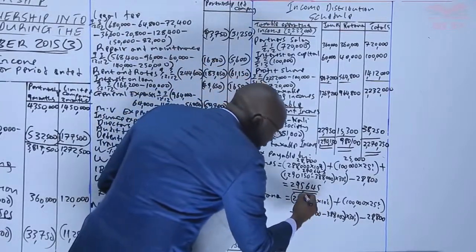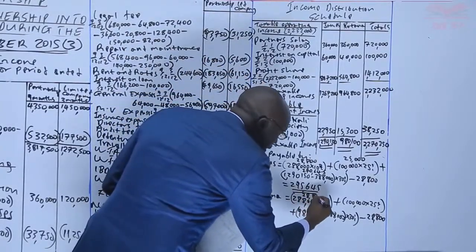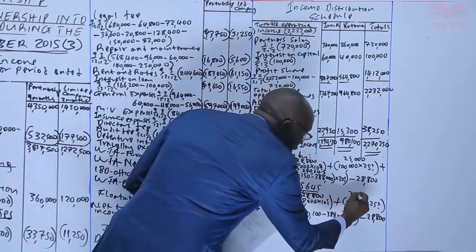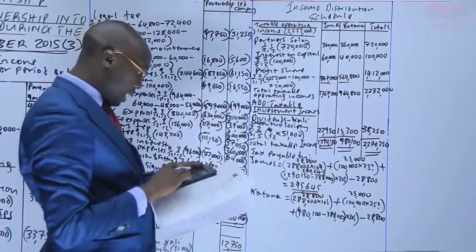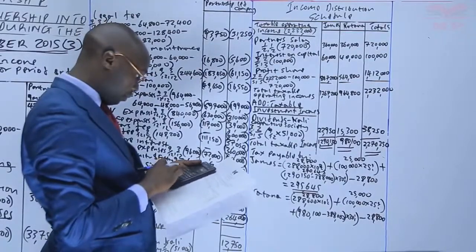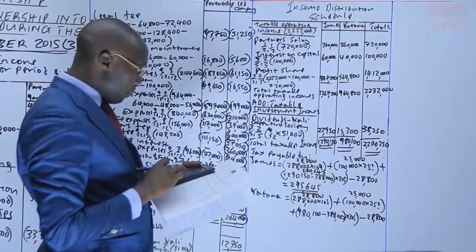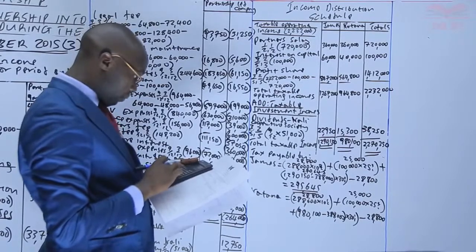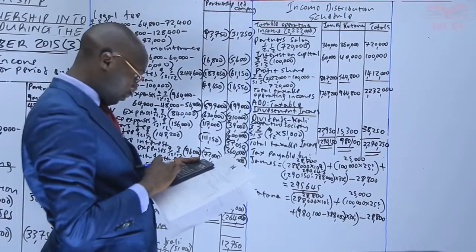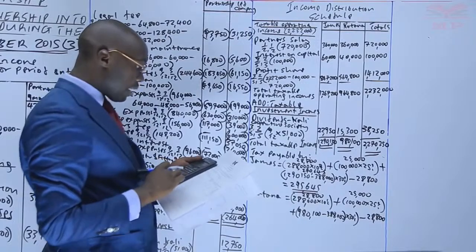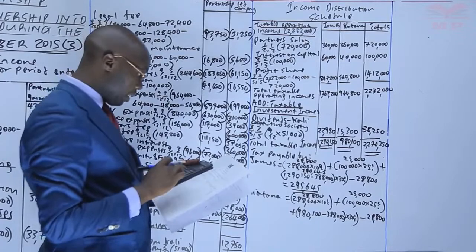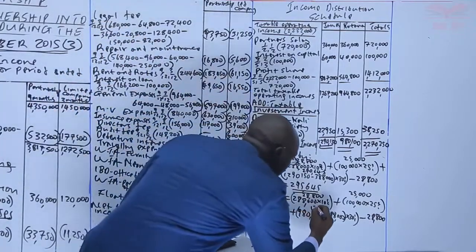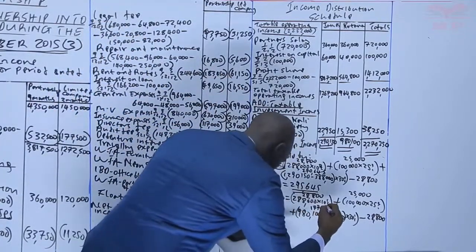288,000 times 10%, that is 28,800. This is going to be 25,000. And now this one, 980,100, and then we minus 388. Give us 592,100. And then we multiply by 30%. Give us 177,630.